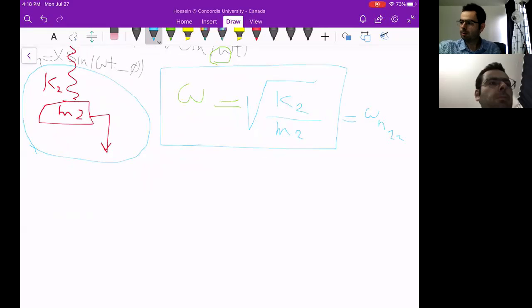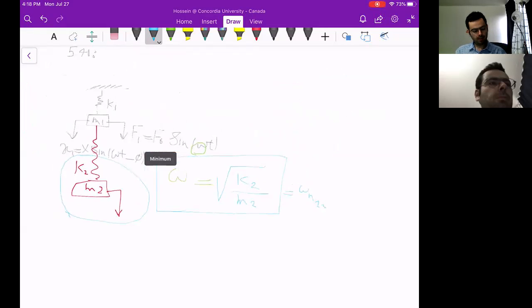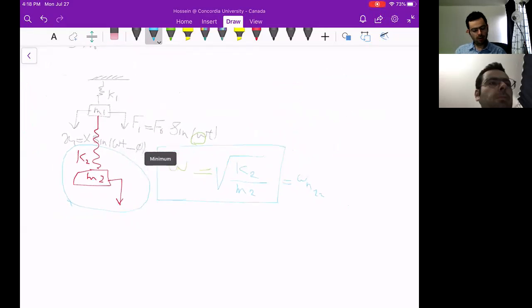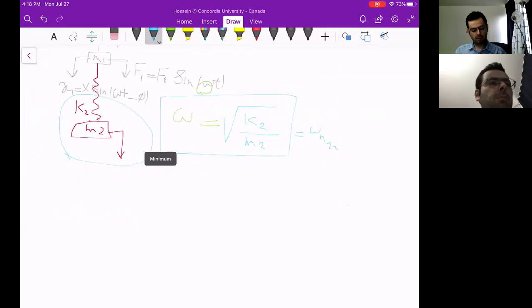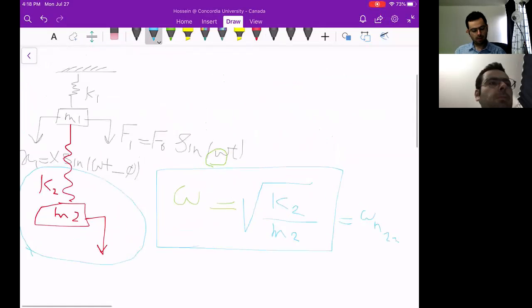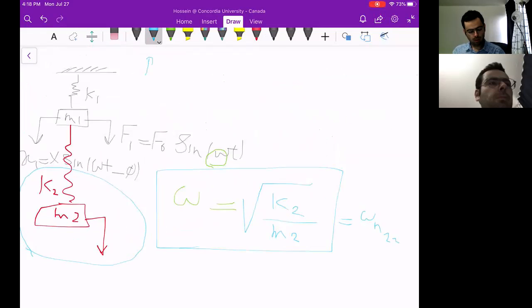So for this system, if you derive the equations of motion for both mass M1 and M2, for the example I just gave you for reviewing what a vibration absorber is, a brief introduction to vibration absorber.